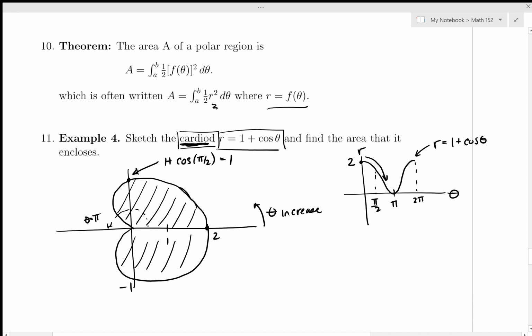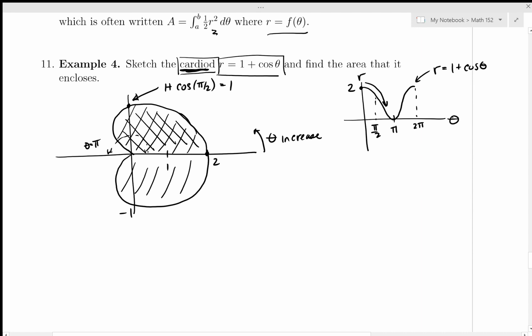Immediately by symmetry, you can see that it is double this. I could calculate this area here and then multiply by 2. That's what I'm going to do. I've sketched it. You could review back the Calculus 1 sketching polar curves. So I'm going to exploit the symmetry. I'm going to write out the integral.